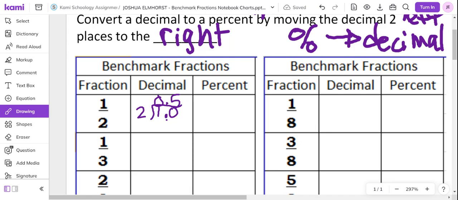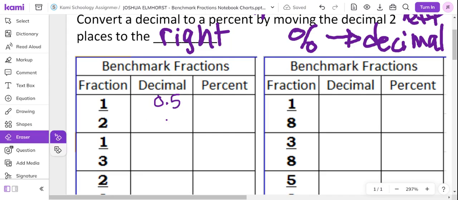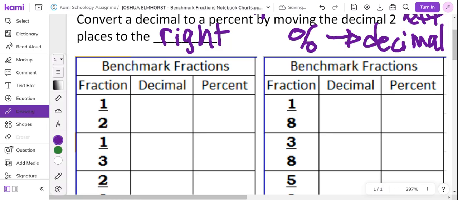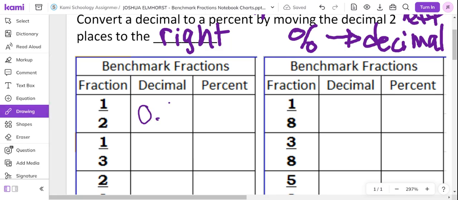So then how do we go from a decimal to a percent? You multiply it by 100. So the decimal is 0.5 or 0.50. So we multiply by 100 because percent means per 100. So this is going to be 50%.